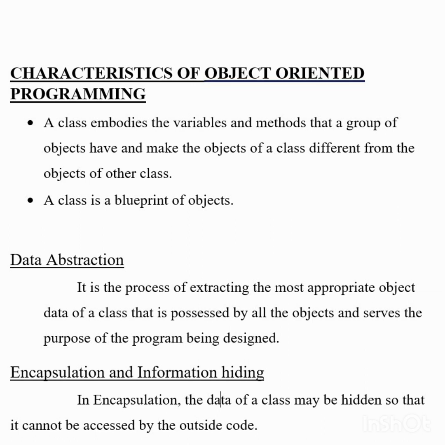Birds can use the fly method to travel from one place to another, whereas humans can use the walk method to travel from one place to another. So a class embodies the variables and methods that a group of objects have and makes the objects of a class different from the objects of other classes. In short, a class is a blueprint of objects.